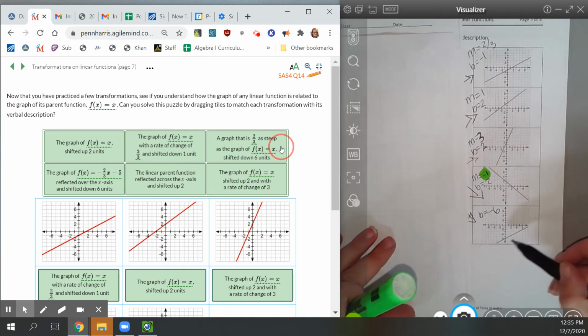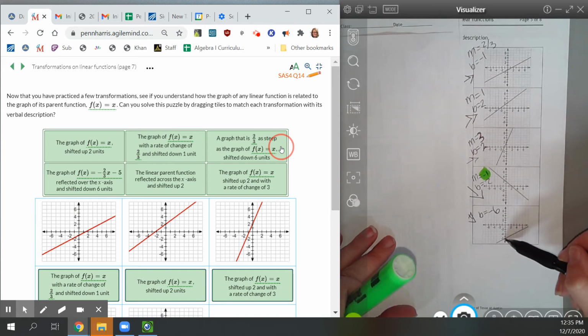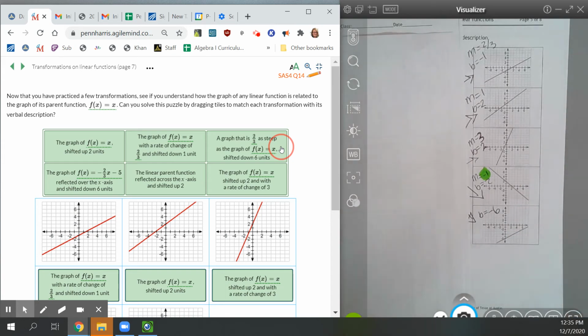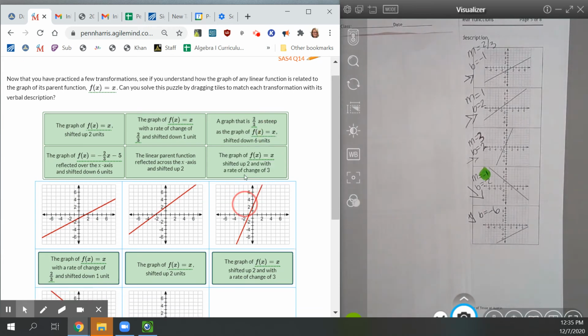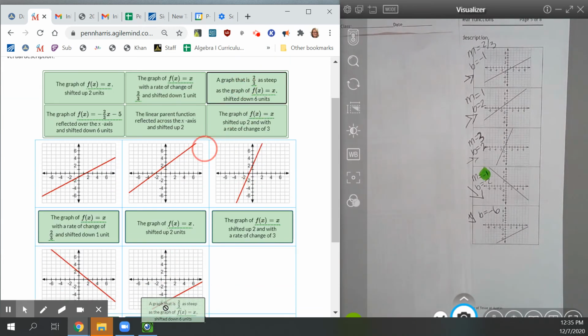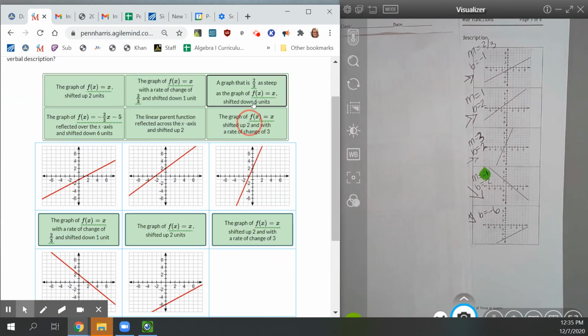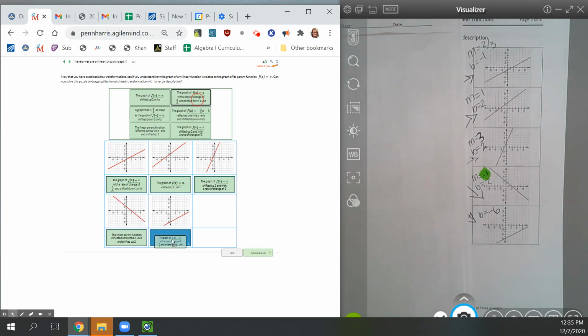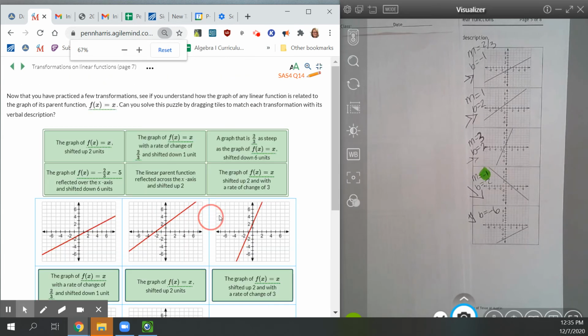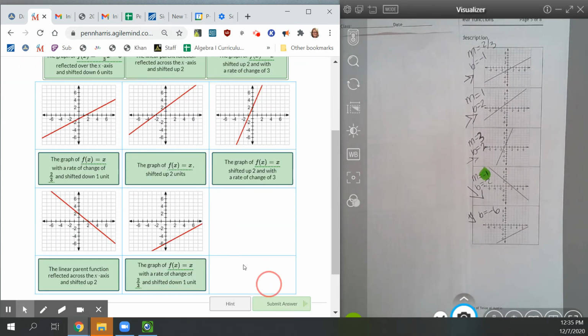And I also know that the graph is now up 1, 2, 3. It's 2/3 as steep. So I'm going to drag that top one down. Drag that down. And we can zoom in for you guys to see this.